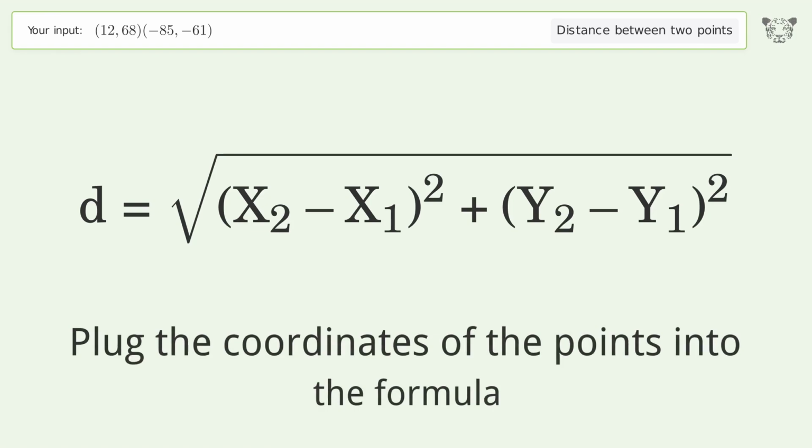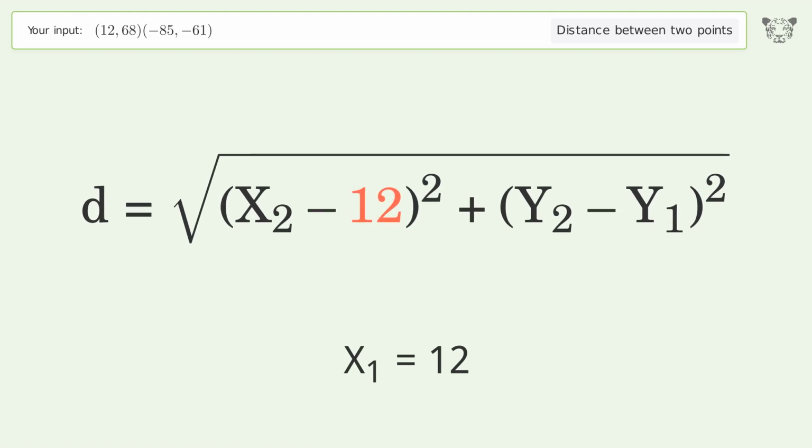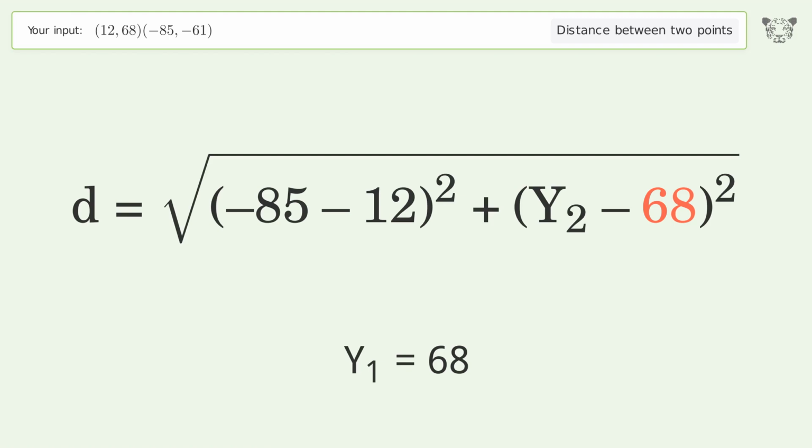Plug the coordinates of the points into the formula. x1 equals 12. x2 equals negative 85. y1 equals 68. y2 equals negative 61.